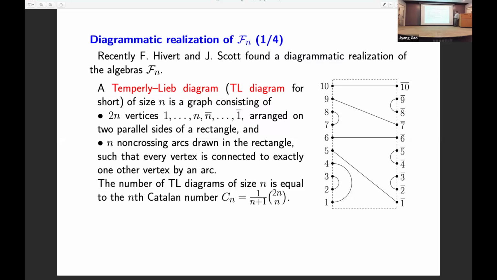That is some graph that represents the non-crossing pair partitions, non-crossing partitions into blocks of size 2. So a Temperley-Lieb diagram is a graph with vertices 1 up to n, and n bar up to 1 bar, and also arcs connecting those vertices, non-crossing. Okay, the number of TL diagrams, of non-crossing pair partitions, is equal to the Catalan number. This is our Legion's favorite sequence.